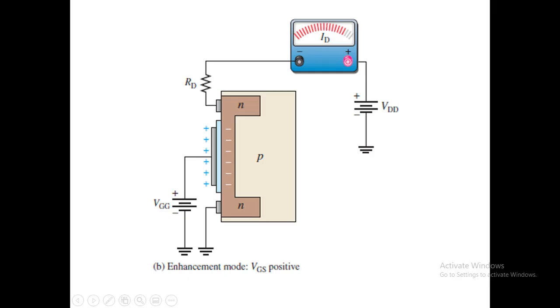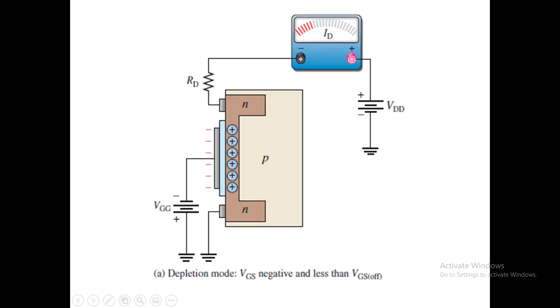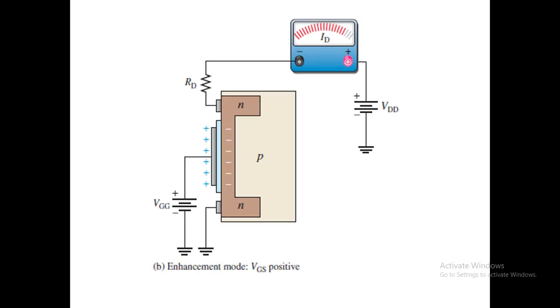It is already an n-type channel, and in addition we are applying the gate source voltage. Due to that, more negative charges are induced in this channel. If more charges are induced, that will increase the conduction. So in enhancement mode, if we increase the gate source voltage in the positive direction, the conduction will increase. In the previous case, if you increase the gate source voltage on the negative side, the conduction will decrease. And in enhancement mode, if you increase the gate source voltage on the positive side, the conduction will increase.